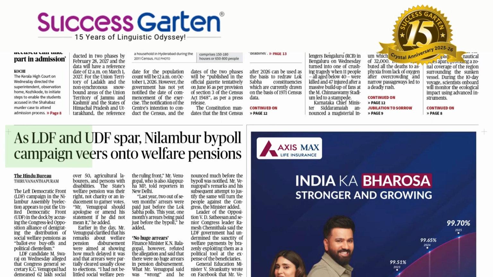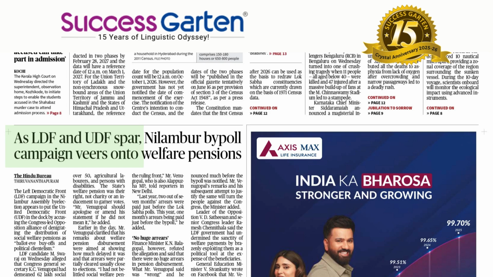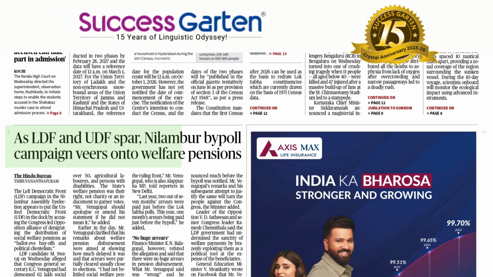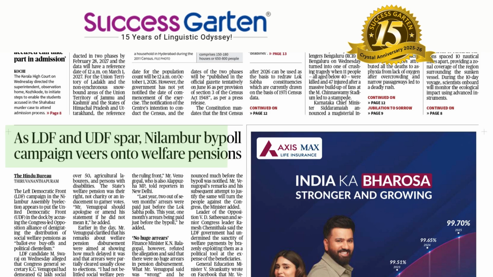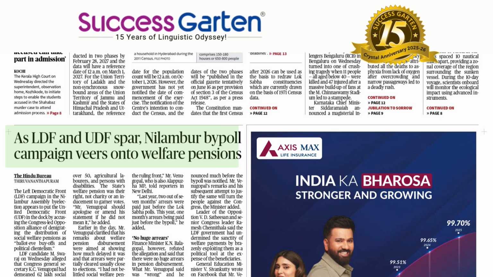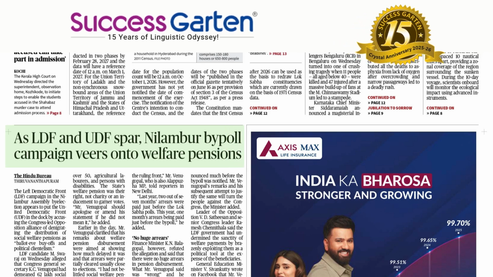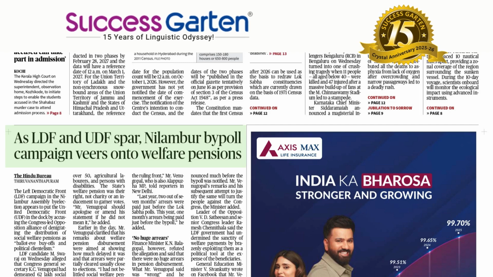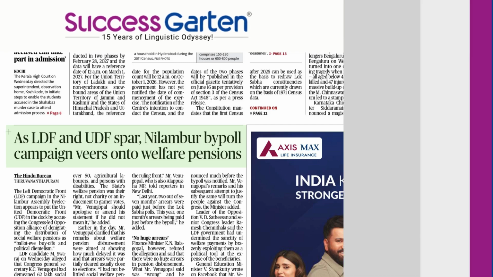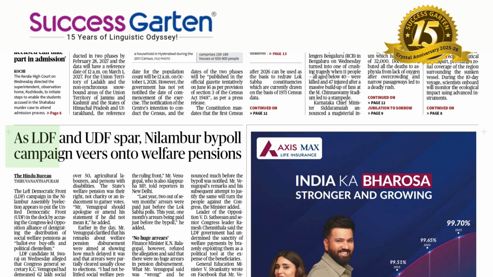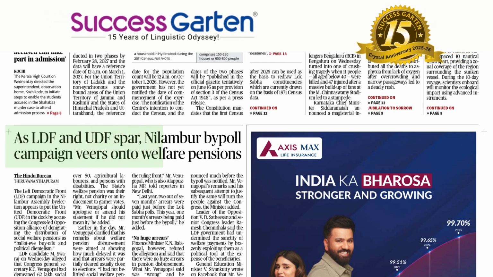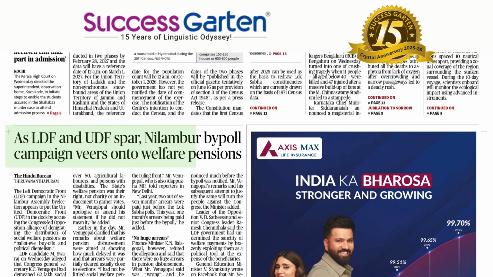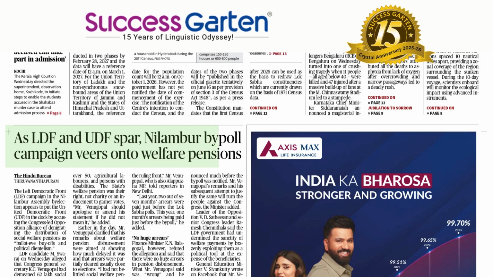As LDF and UDF spar, Nilambur bypoll campaign veers into welfare pensions. There are 2 parts which are joined by as. LDF and UDF spar. S-P-A-R. Spar can act as a verb. It's a beautiful verb. Spar means basically to argue. That's a term taken from boxing, argue or fight.